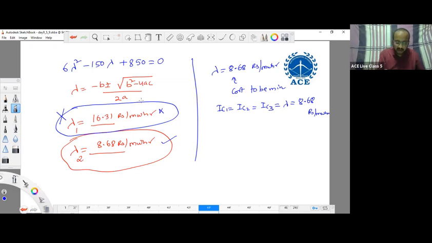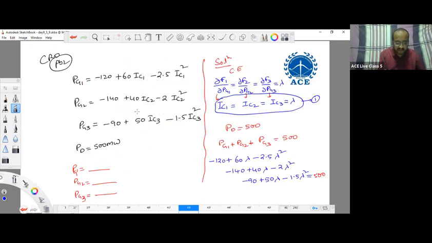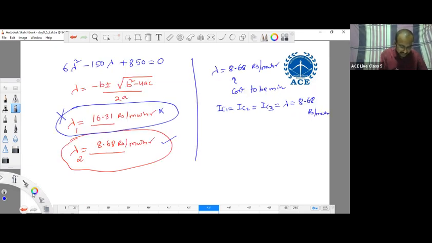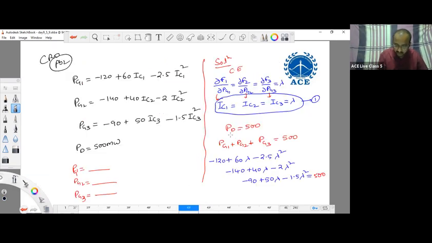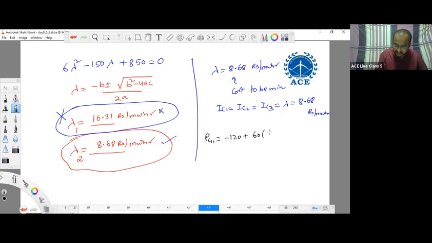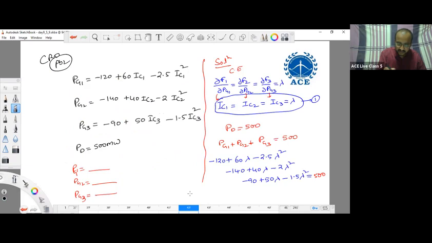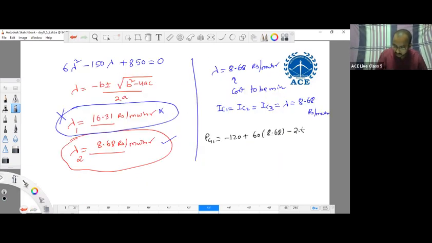Now you know IC1, IC2, IC3. Can you calculate PG1, PG2, PG3 or not? Yes or no? So how do you calculate the PG1 value? Substitute. PG1 is, what you got here, minus 120 plus 60 into IC1, 8.68, minus 2.5 into 8.68 square. If you simplify this, you will get the value of PG1. How much do we get, sir? 212.44 megawatt.